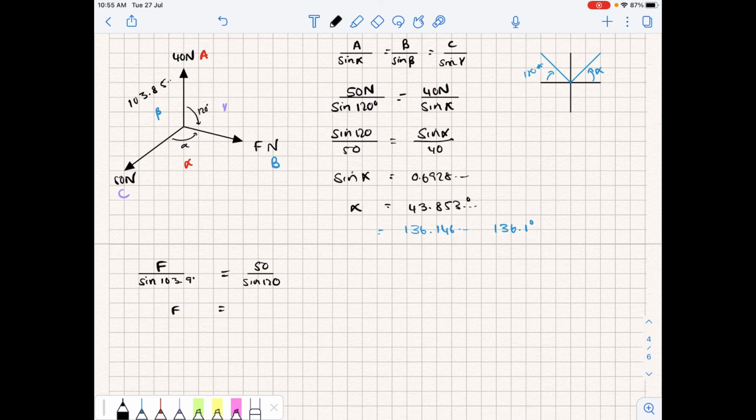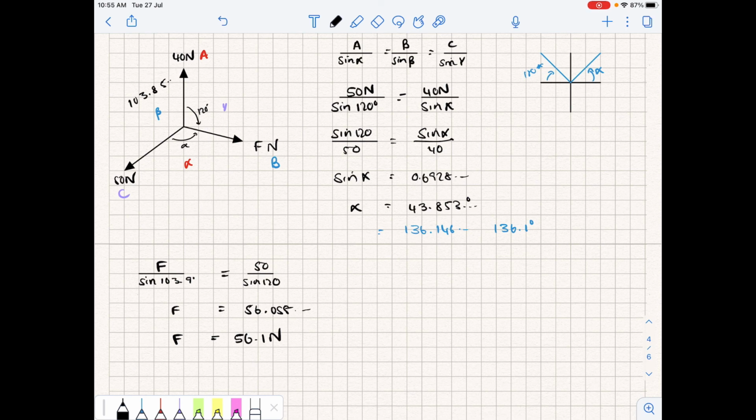So the way I do this in my calculator is I'm going to take the sine of my answer. That's going to give me some value, and I'm going to multiply that by, and I'm going to open brackets on my calculator and go 50 divide by sine 120, close the bracket, hit equal, and I'm going to get 56.055, etc. This is a force. We're going to round to 3 significant places, so 56.1 newtons.